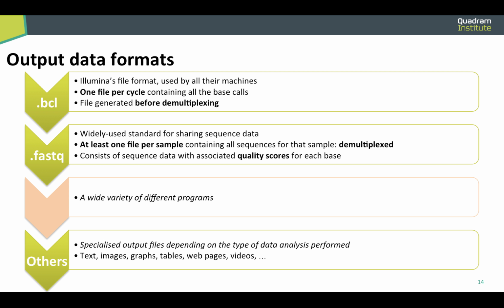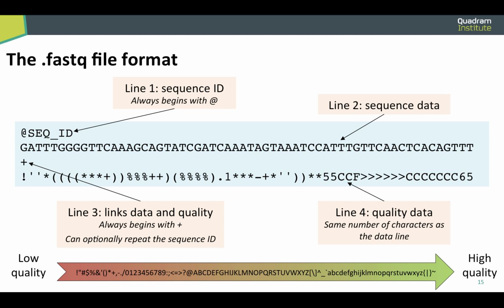But if you take your data directly from the machine onto your own computer, then you need to use separate software to do this conversion. But the FastQ files themselves look a little bit like this. So you have 4 lines for every read that is in your file.